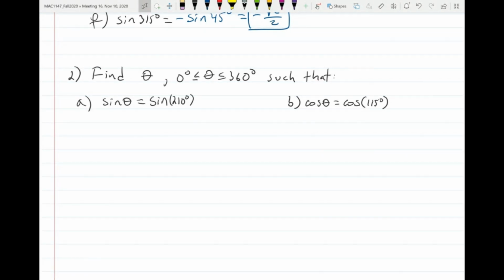Quadrant 4. Do you understand this? So the angle that we're looking for has to be in quadrant 4. Does this make sense?